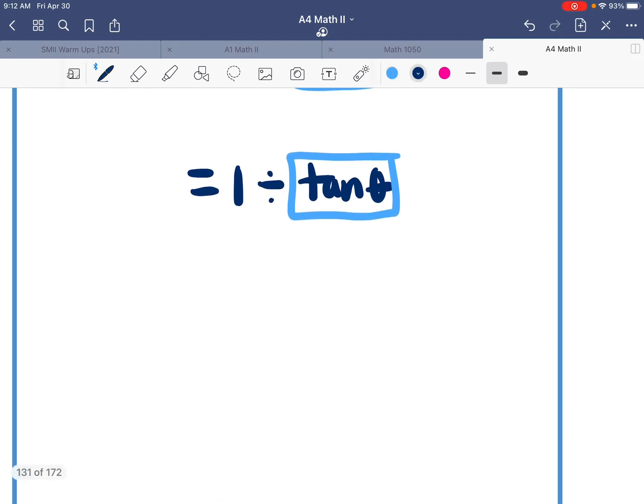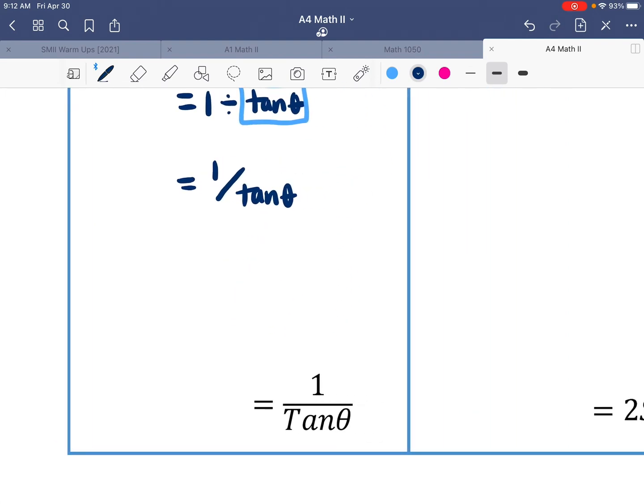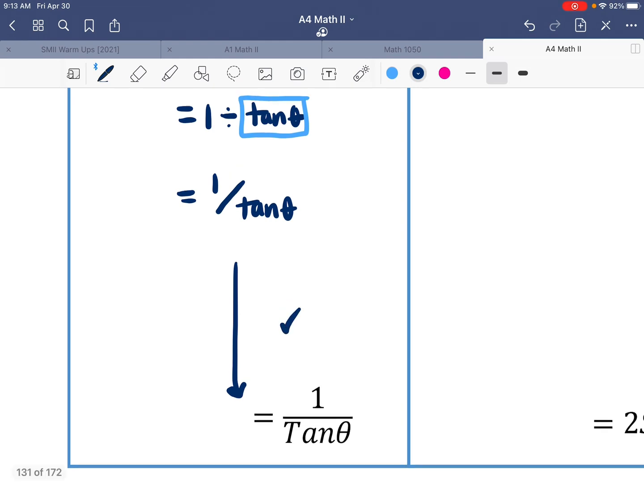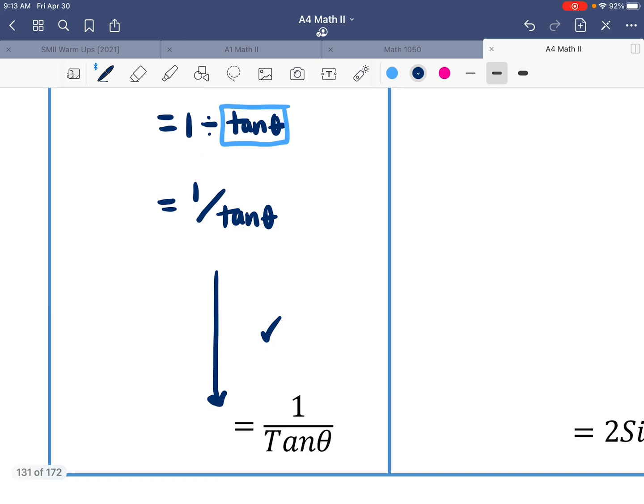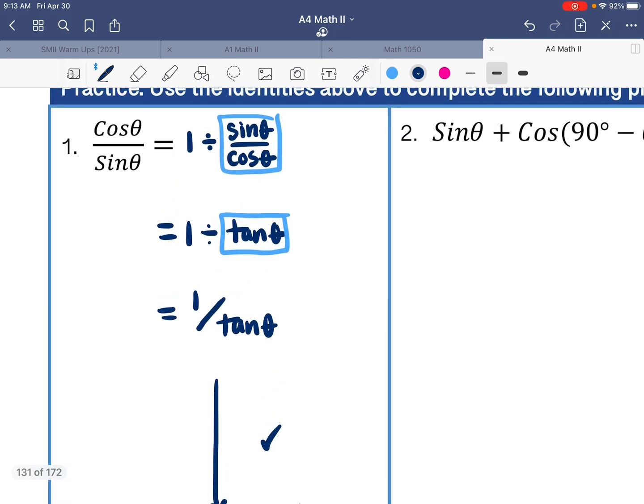Those two things are the same, which we can rewrite as 1 divided by tangent of theta, which is where we wanted to get to down here. So those two statements are the same. Cosine over sine is the same thing as 1 over tangent.